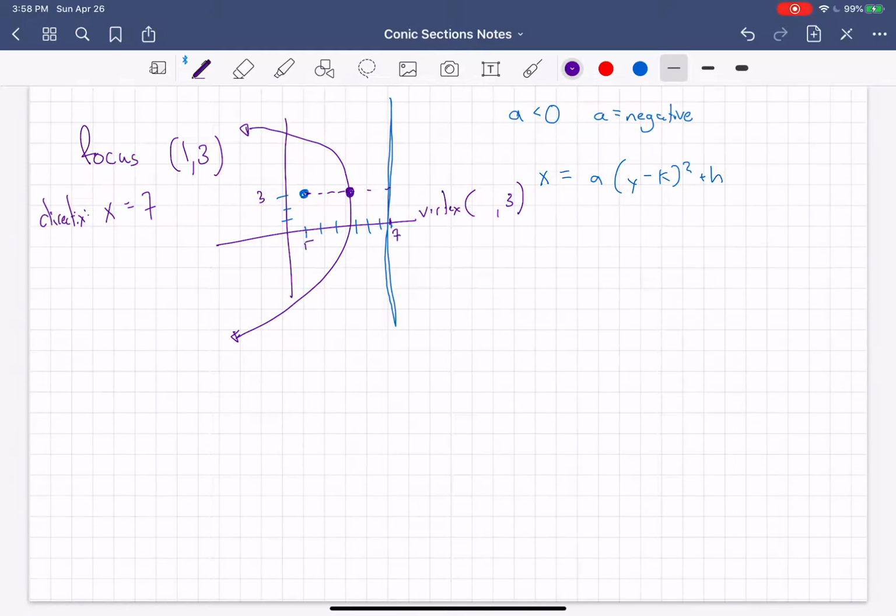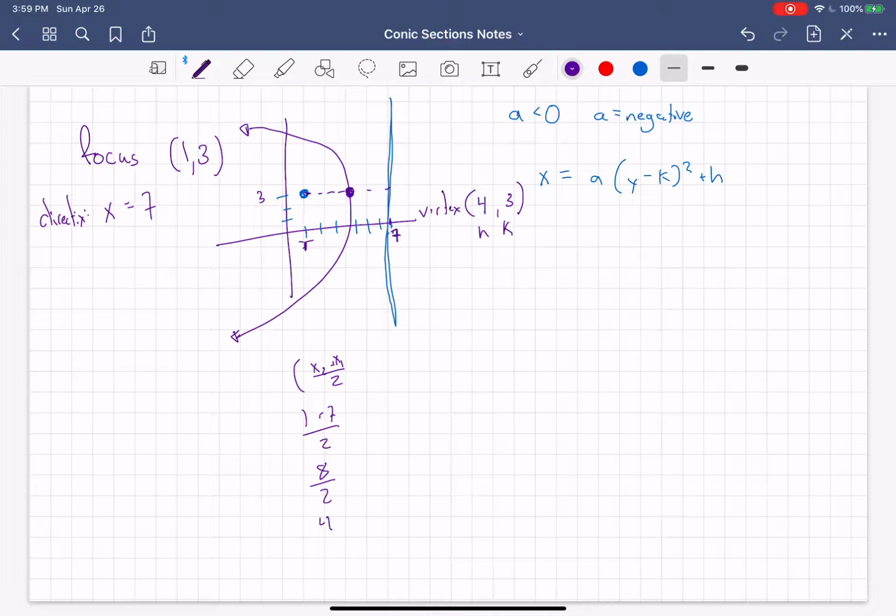We could use the midpoint formula, where we do x2 plus x1 over 2, so 1 plus 7 over 2, which is 8 over 2, which is 4. Or we could just figure out what's halfway in between 1 and 7. You can count your way into the middle or find the average. So our vertex is (4, 3), which means h is 4, k is 3.